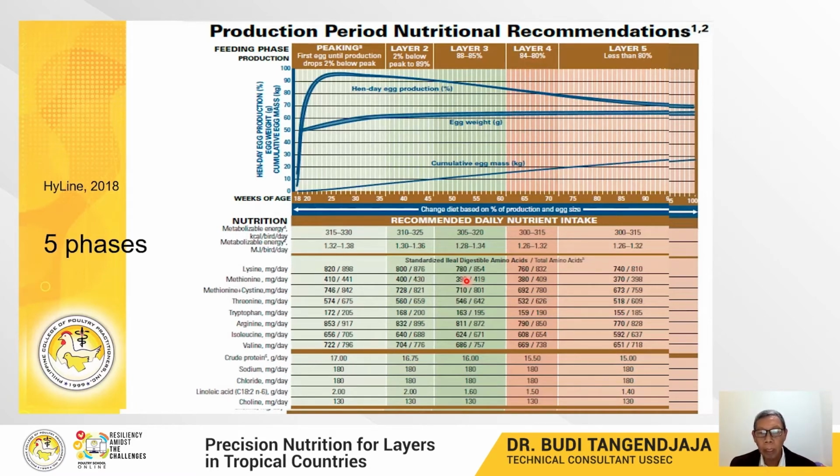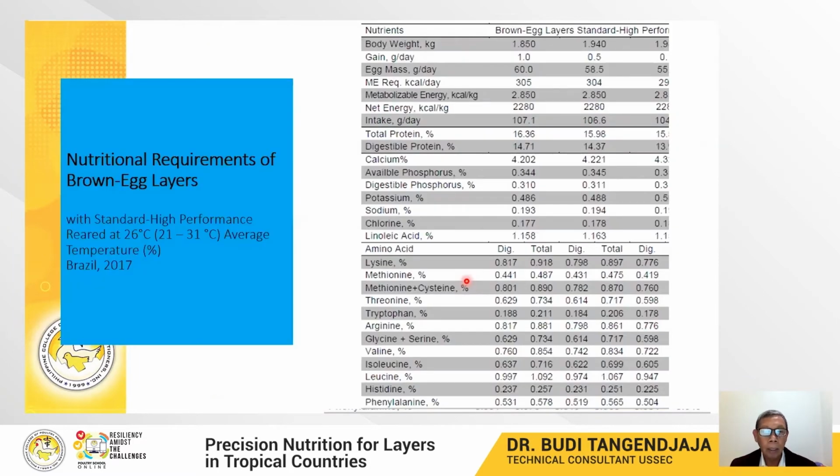So how much your feed intake is in the laying period, and we can estimate how much the nutrient density in the feed should be. This is another example reported by the Brazilian tables regarding the brown egg layer requirement. So again, depending on the body weight and depending on the egg mass, it is different. So depending on the body weight gain and egg mass, we can estimate how much the energy requirement, how much the energy density, and also how much digestible amino acid you have to put in the feed formula.